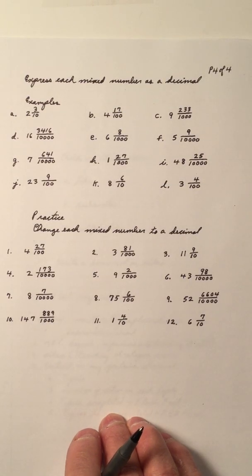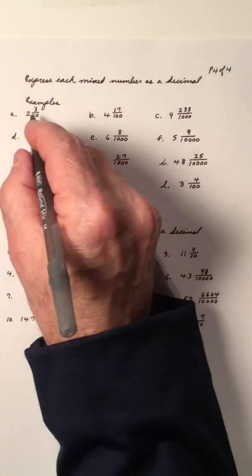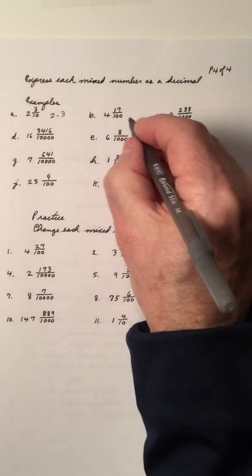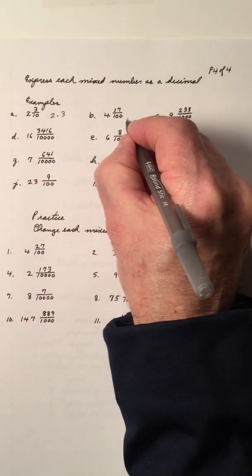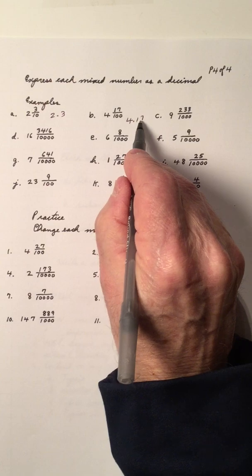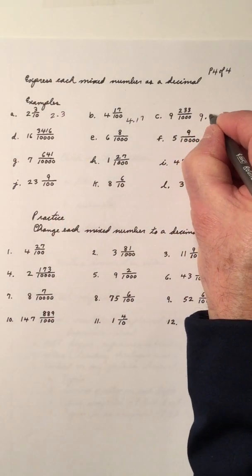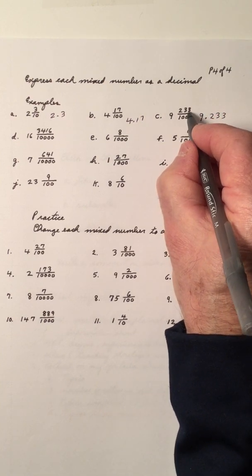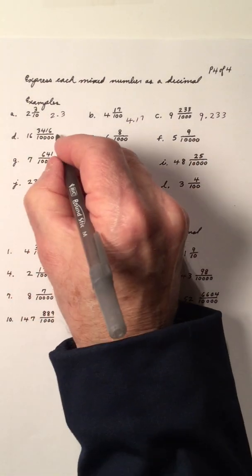Let's express each mixed numeral as a decimal. So 2 and 3 tenths is 2.3, because the 3 has to go in the first place after the decimal. 4.17, so the 7 has to go into the second place after the decimal. That's 9.233. The 3 on the end has to go in the thousandths place, which is the third place after the decimal.